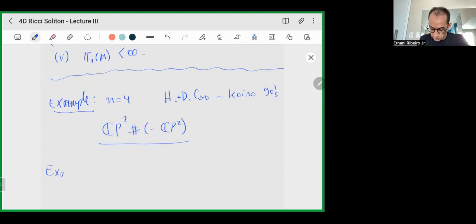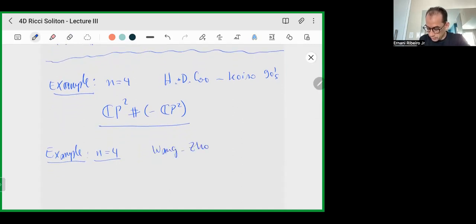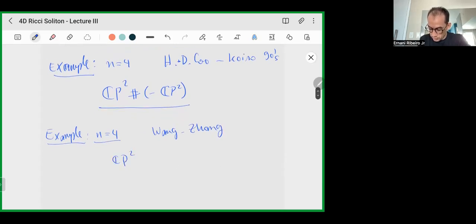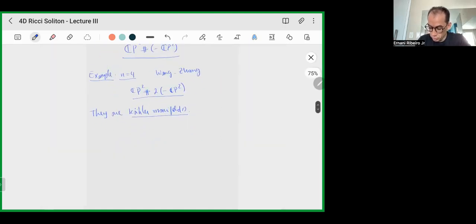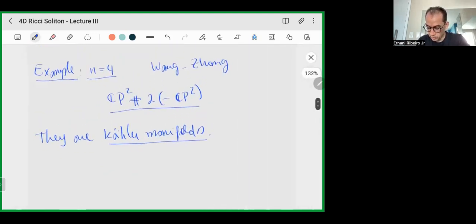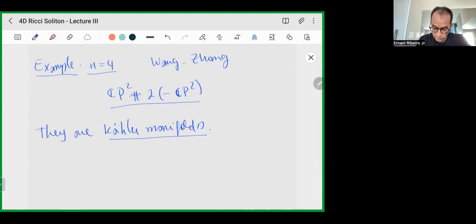The second one in dimension 4 was obtained by Wang and Zhu, which means the blow up at 2 points. It's given by this example. And they are the only known examples of non-trivial compact Ricci solitons in dimension 4. There are generalizations to higher dimensions, of course, but we are interested in dimension 4. But if you observe, they are Kähler manifolds. So we don't know a Riemannian example other than these new examples.